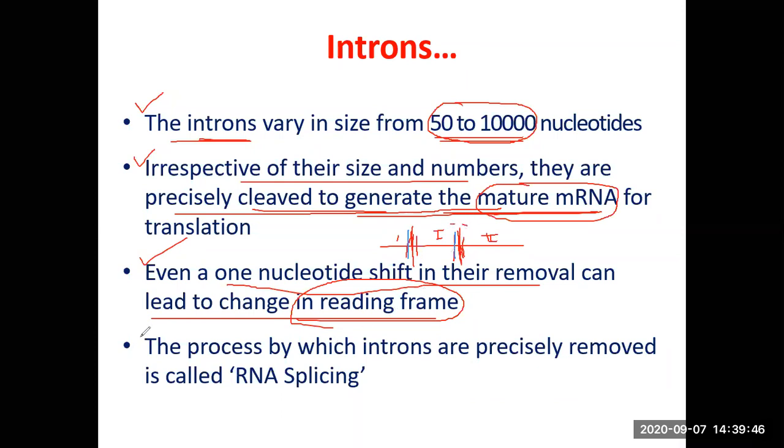Okay, the process by which these introns are so precisely removed is called RNA splicing. This is the bookish definition of RNA splicing: the process by which introns are precisely removed is called RNA splicing. Okay, so now you understand what is meant by RNA splicing.